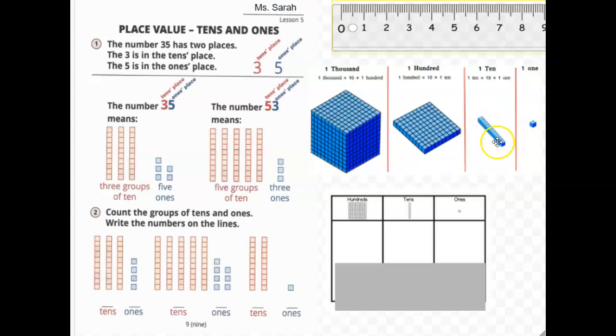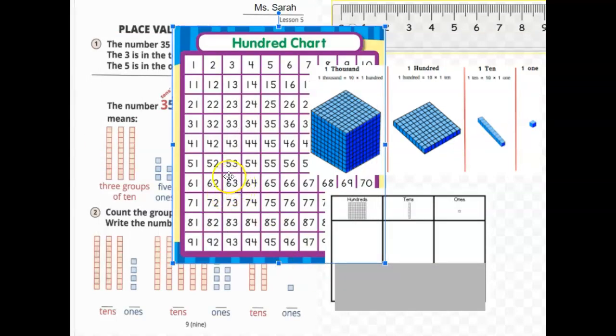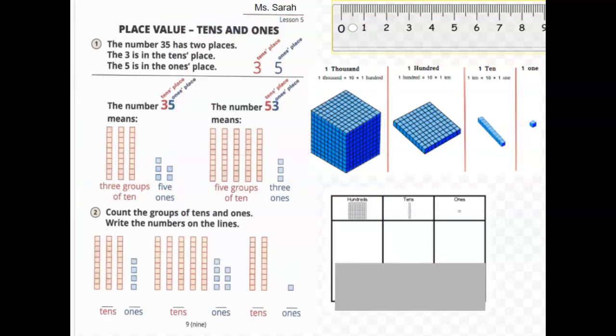So this is called a 10 rod. Okay, that means there's 10 little tiny squares together. And when we look at a number, like if we were going to look at our chart right here, say we look at this number, 63. There's 3 little ones, but when this number moves over, that means there's 6 10 rods here. So we would have 6 10 rods, okay?